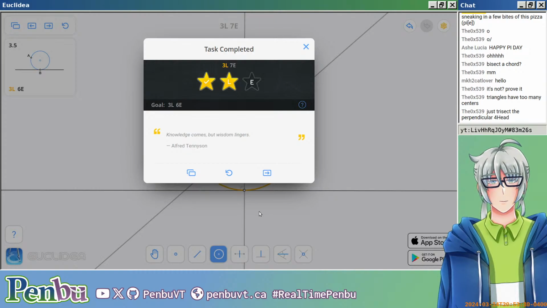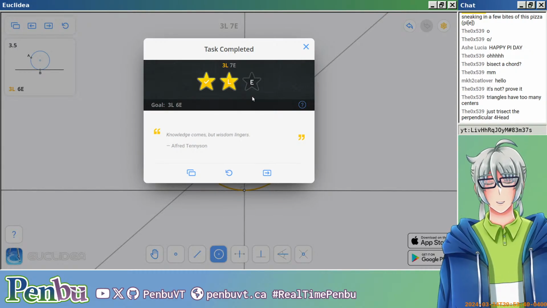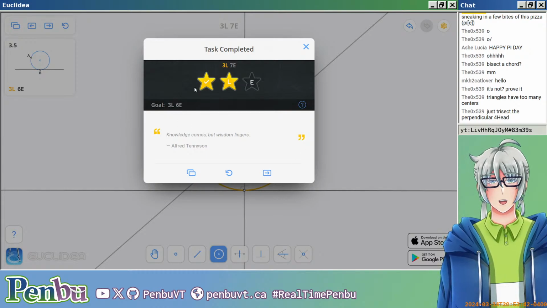I think not knowing how to get the perpendicular in 3 lines, or in 3 elementary moves, is really not helping us here. Because I think knowing that is the key to sharing some of the circles.